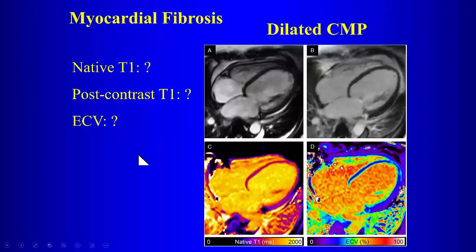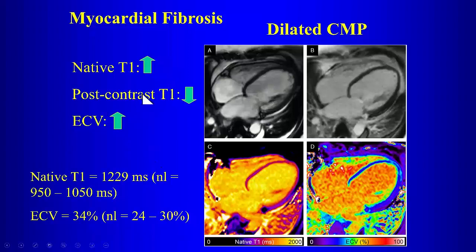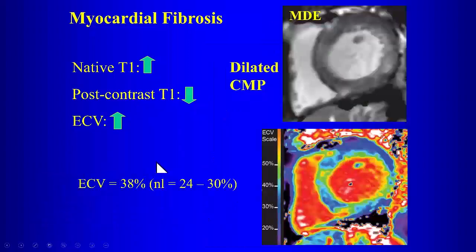If there's myocardial fibrosis, what happens to the native T1 time? Up. Think of pathology as increasing the T1, like water, right? Post-contrast T1, what happens to that? That goes down, right, because there's enhancement. So the T1 time went down, and the ECV, up, right. So up, down, and then that would go up, okay?